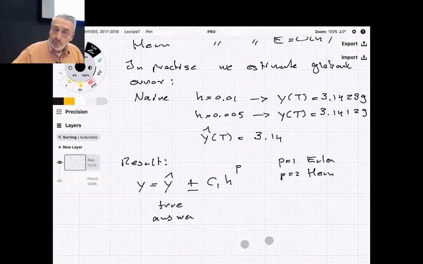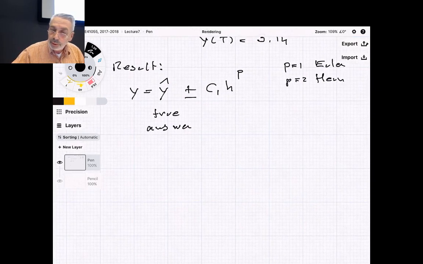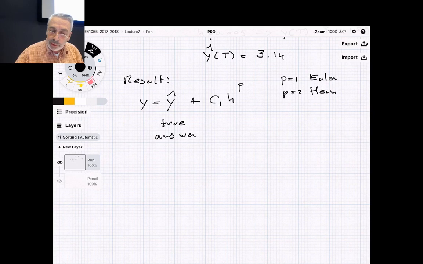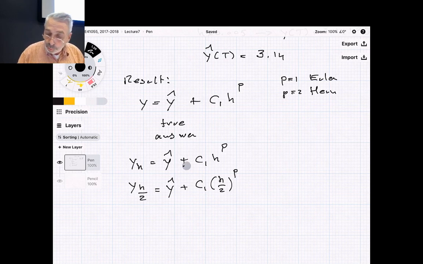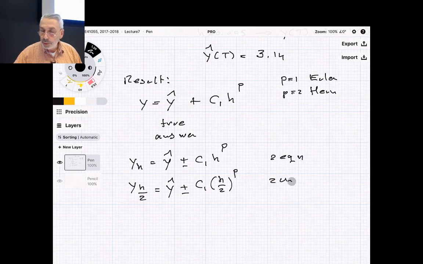Then what are we actually doing? Well, we have 2 calculations. One calculation is with step size h, so the result at step size h is some true answer plus c1 h to the power p, and the other one is with h over 2. I have divided my step size by 2 as an example, and then we get c1 times h over 2 to the power p. Now we have 2 equations, and actually this should be plus and minus. We also have 2 unknowns, right? Because we don't know what c1 is, and we don't know what the true answer is.